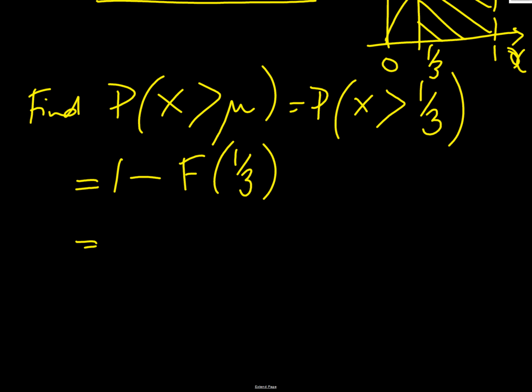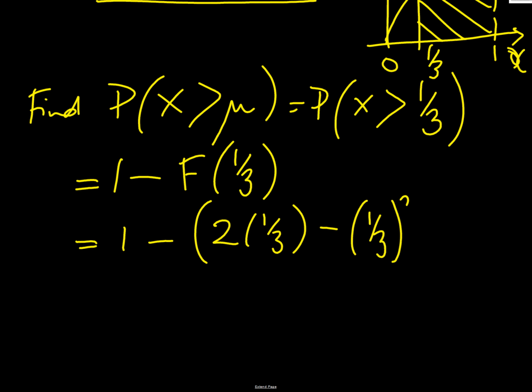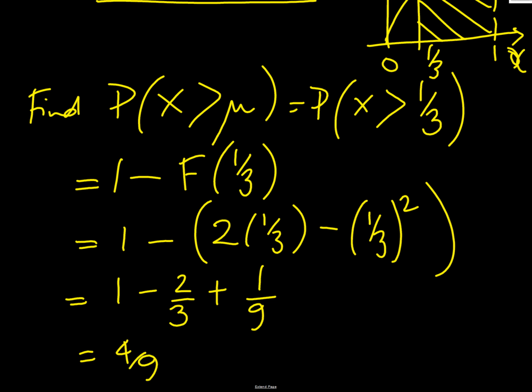Which equals 1 minus 2 of 1/3 minus x squared, that's 1/3 all squared. Which is 1 minus 2/3 plus 1/9, which equals 4/9. So that's the probability we were looking for. The probability that x is greater than mu is 4/9.